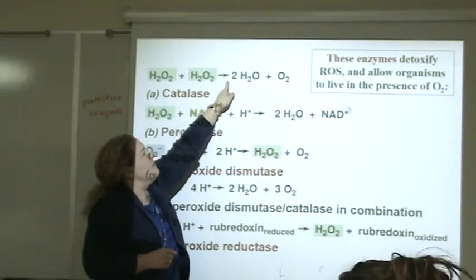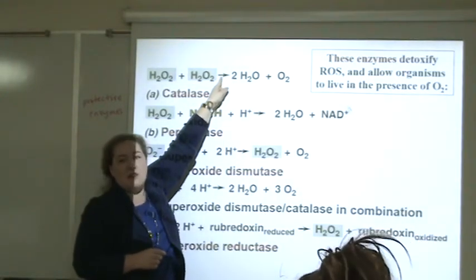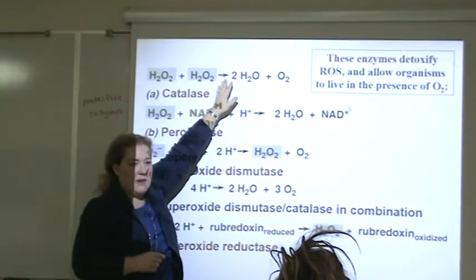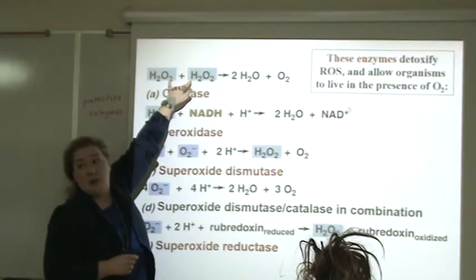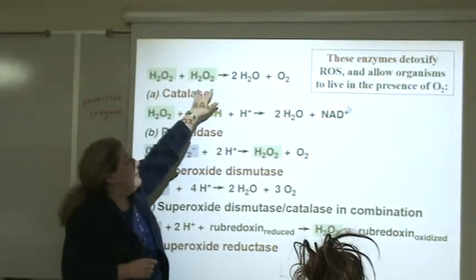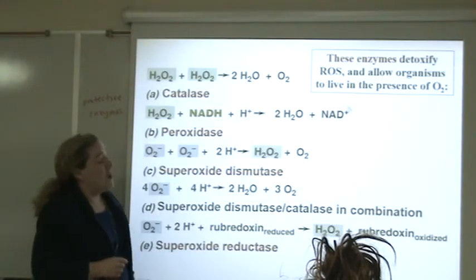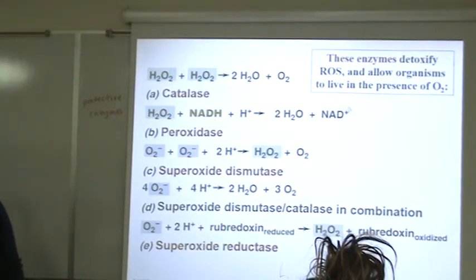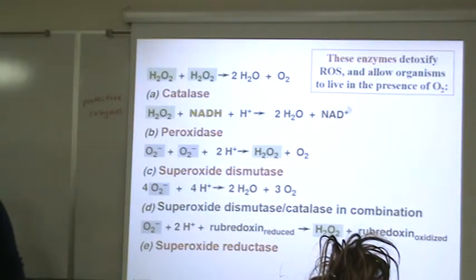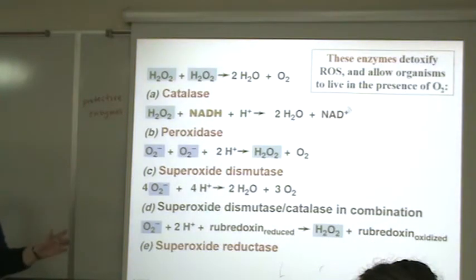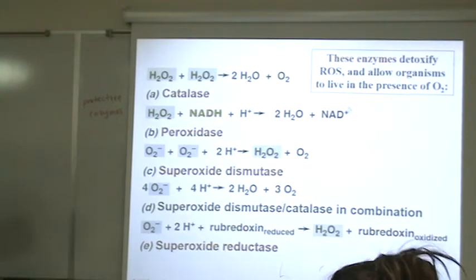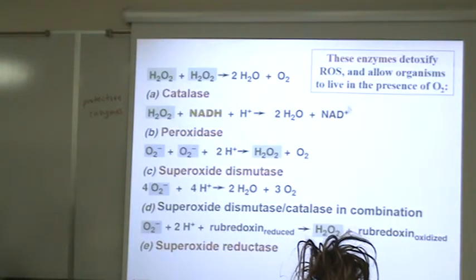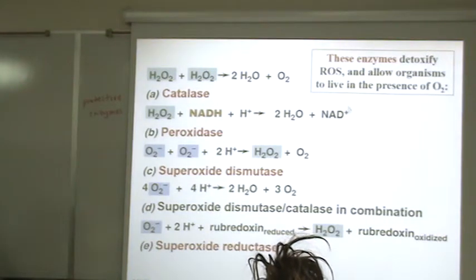catalase is the arrow. Catalase is the enzyme that does that reaction. So it takes two hydrogen peroxides, which are ROS and damaging, and it breaks them down to water and oxygen, which are not particularly damaging. That's what it does. So pretty simple equation. It's catalyzed by an enzyme. And we use this process in lab to determine whether a microbe has catalase activity or not.